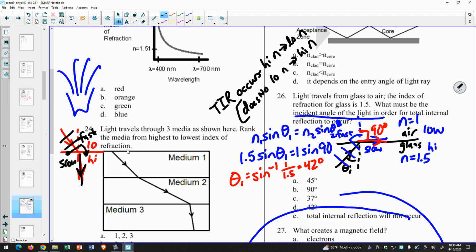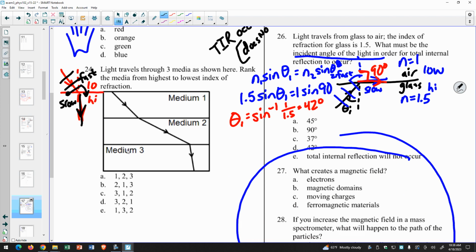Okay? You're going to have some like 24 here as well. Let's just do this while we're here. Some ranking problems. You'll definitely have one of these. There's one in every test, so go back and look at them.